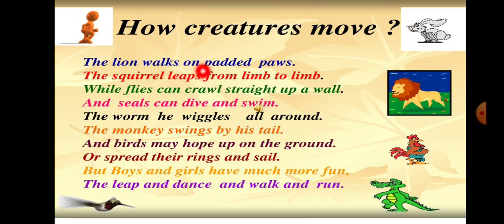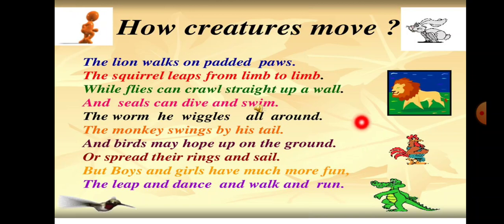The lion walks on padded paws. The squirrel leaps from limb to limb, while flies can crawl straight up a wall, and seal can dive and swim. The worm he wiggles all around. The monkey swings by his tail. And birds may hop upon the ground or spread their wings and sail. But boys and girls have much more fun. They leap and dance and walk and run.